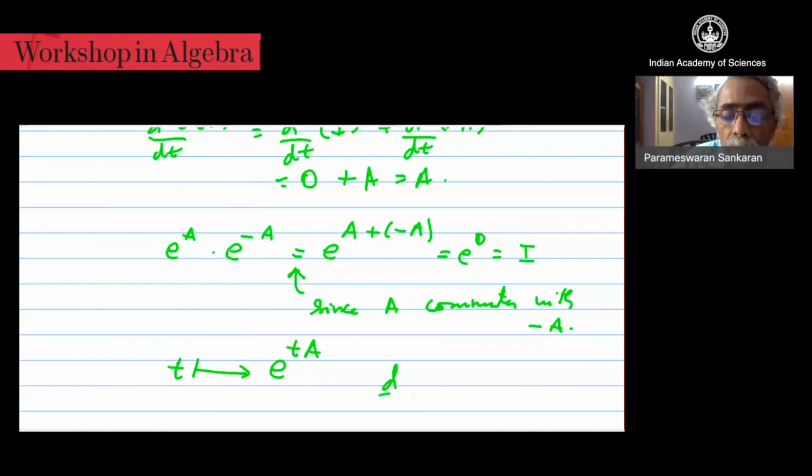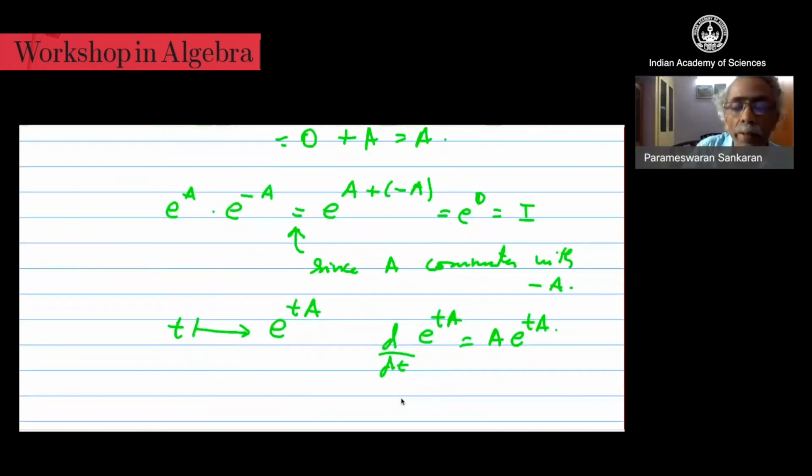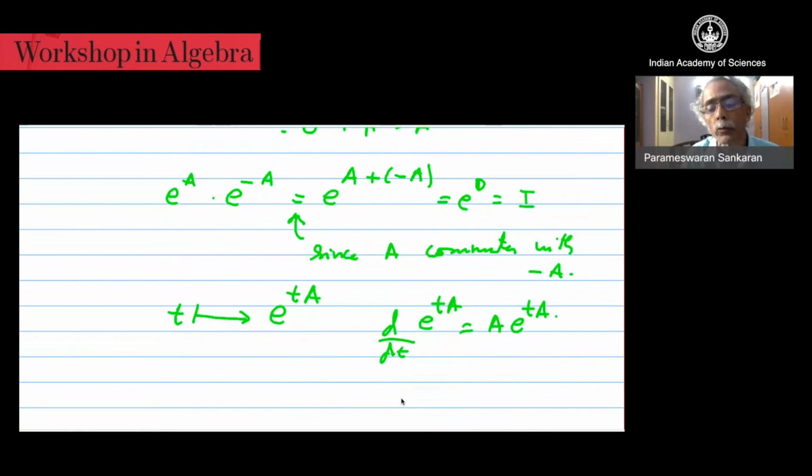D by dt of this. See, if you can compute the derivative, then it's differentiable once. You can keep on applying that repeatedly. You get that it's a smooth curve. So once you apply this, e power tA, briefly let me write this like this: d by dt of e power tA is equal to A e power tA. We showed this. You can again take second derivative, third derivative, and so on and so forth. So you say some curve is smooth if it is differentiable any number of times.